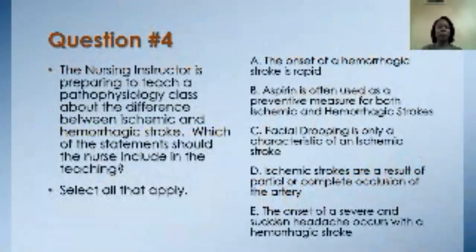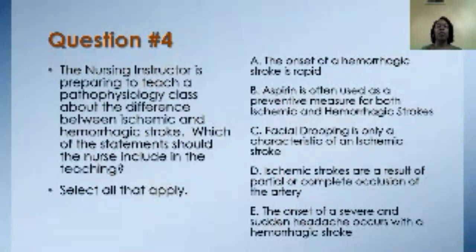Question number 4. The nursing instructor is preparing to teach a pathophysiology class about the difference between ischemic and hemorrhagic strokes. Which of the statements should the nurse include in the teaching? Select all that apply. A, the onset of a hemorrhagic stroke is rapid. B, aspirin is often used as a preventative measure in both ischemic and hemorrhagic strokes.